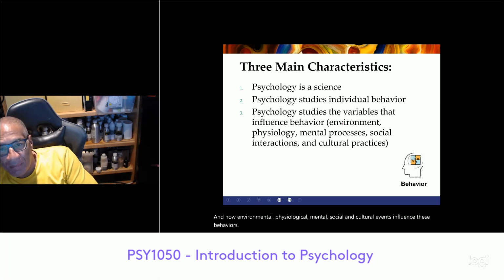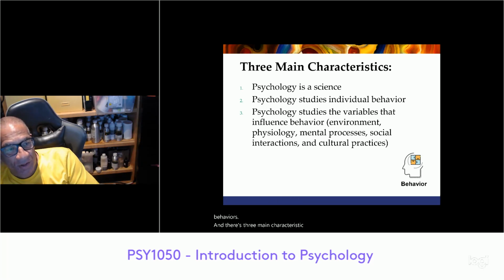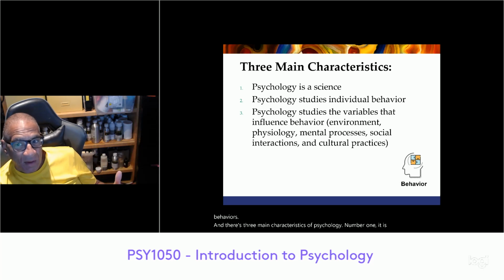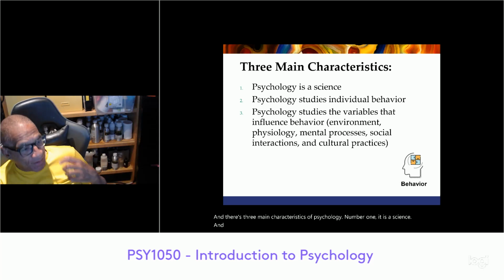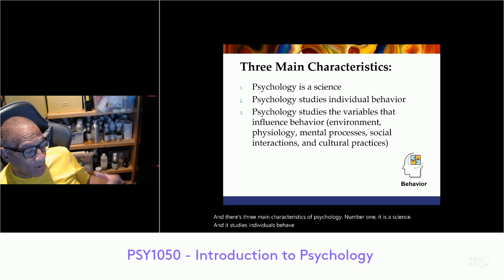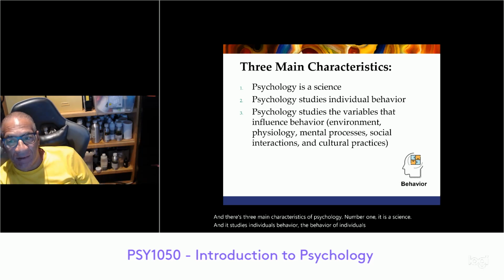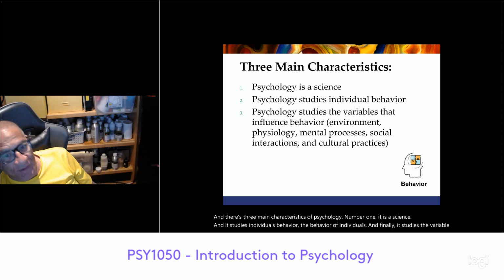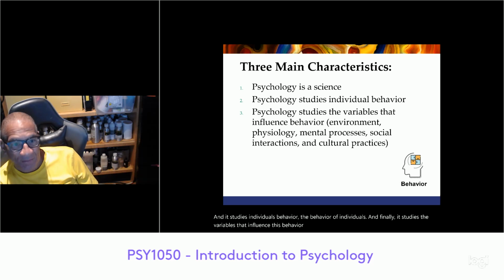And there are three main characteristics of psychology. Number one, it is a science, and it studies individuals' behavior, the behavior of individuals, and finally it studies the variables that influence this behavior, i.e. the environmental, physiological, mental, and social interactions and cultural practices.